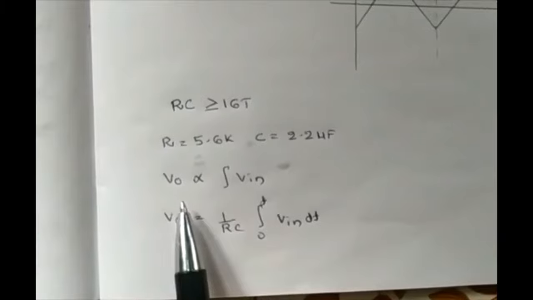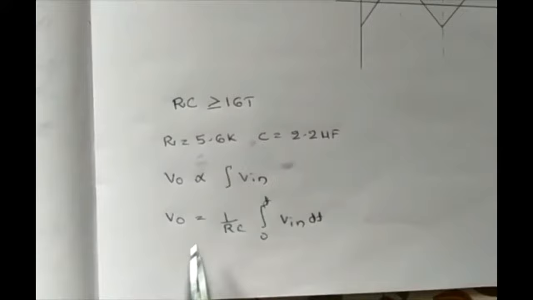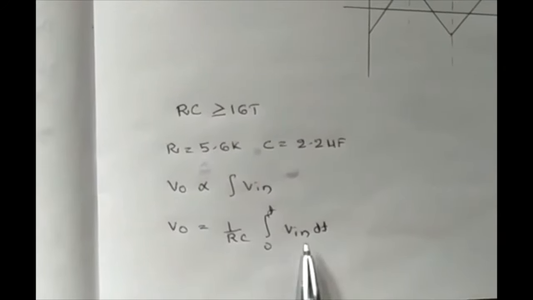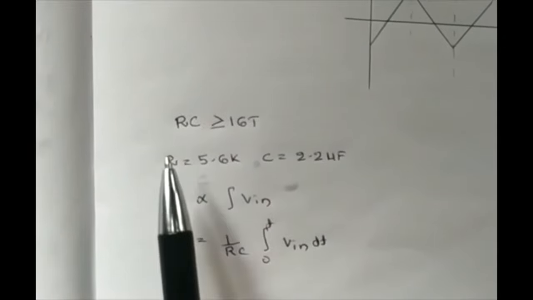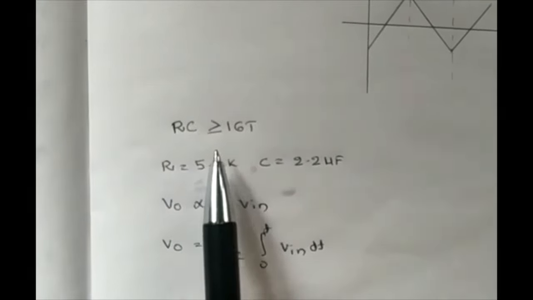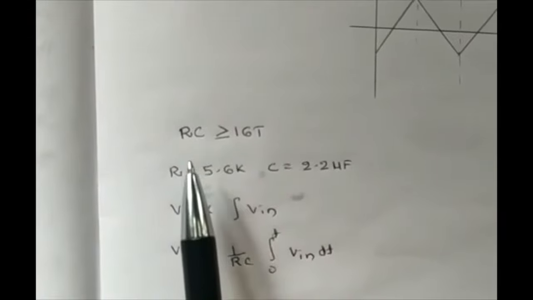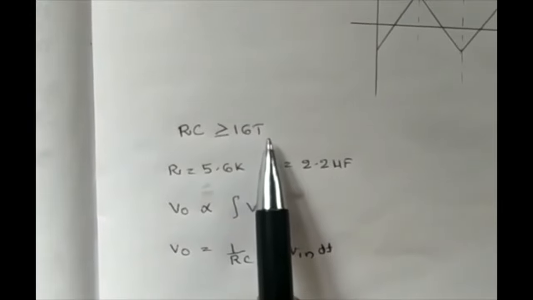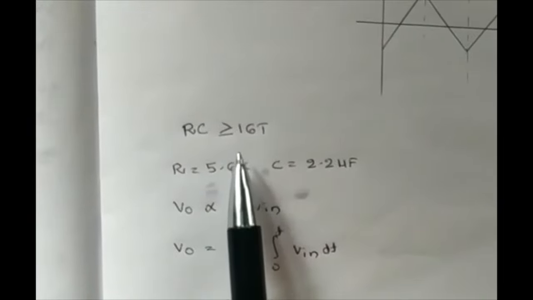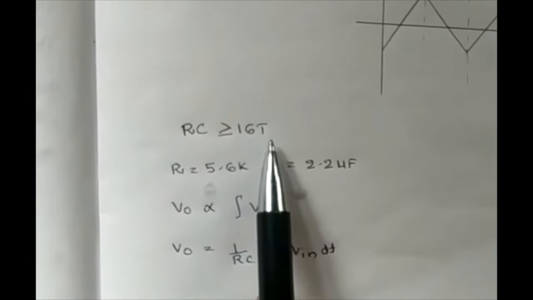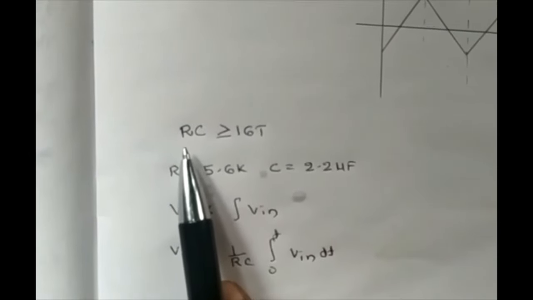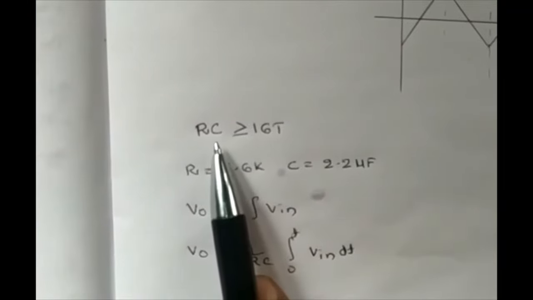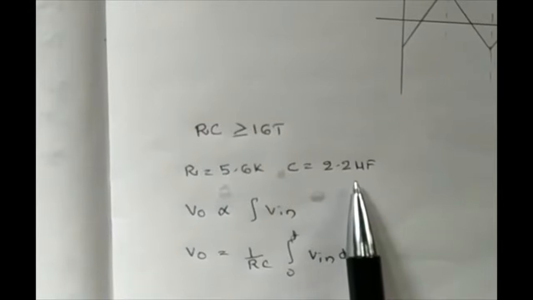In integration, Vout is proportional to the integral of Vin. Therefore, Vout is equal to 1 by RC integral 0 to T Vin dt. For proper integration, RC is much greater than or equal to 16T. To avoid loading, R is 5.6 kΩ. We take the input as 1 kilohertz, therefore T is equal to 1 millisecond. Substituting in this equation, we get C is equal to 2.2 μF.